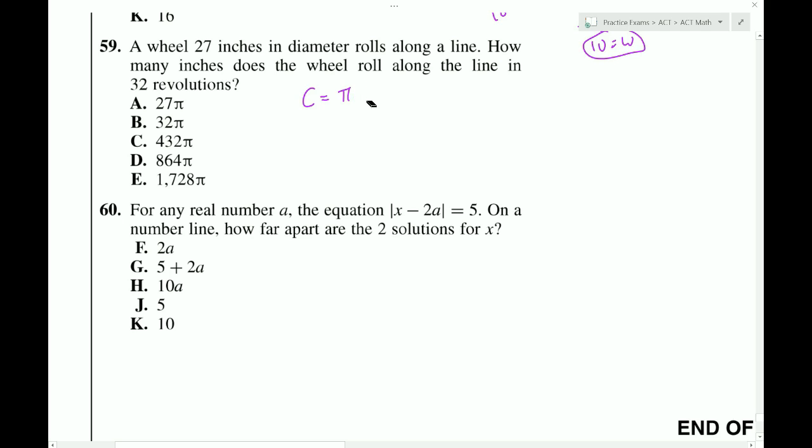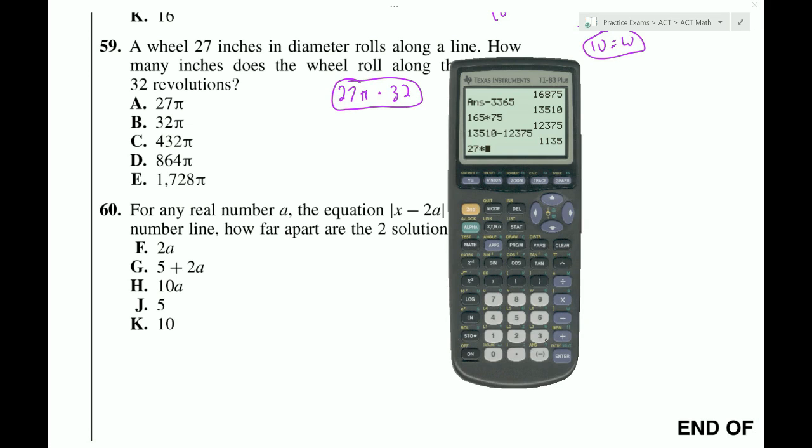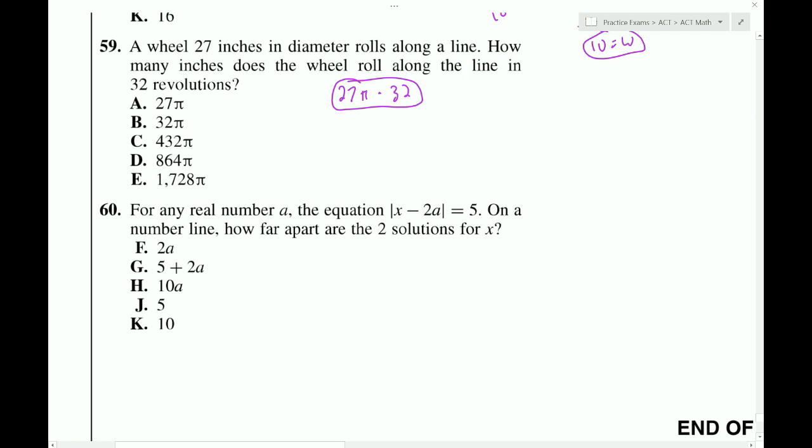Circumference formula is 2 pi r, also known as pi times diameter. The diameter is 27. So we have 27 pi for our circumference. Okay? 27 pi. Now, if we want to go 32 revolutions, we have to multiply this number by 32 in order to equal the amount that we're going to travel. So 27 times 32 is 864 pi.